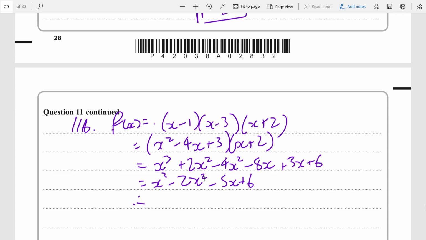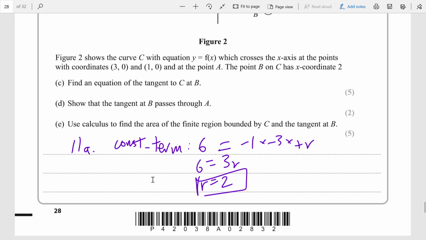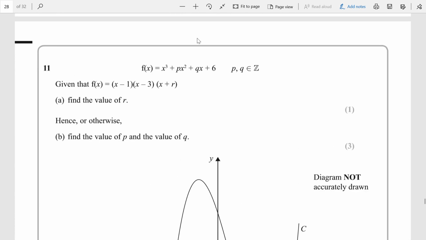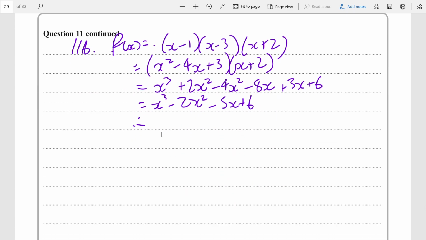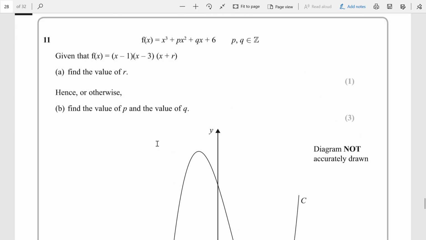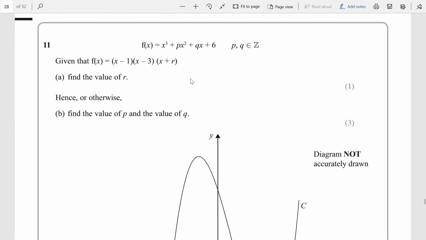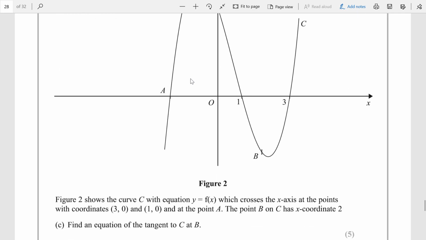Therefore, once we know the full f(x), we can say that p and q are going to be those two coefficients here. P is negative 2 and q is negative 5. And just to check that it's x cubed plus px squared plus qx, yep, so p is going to be negative 2, q is going to be negative 5.